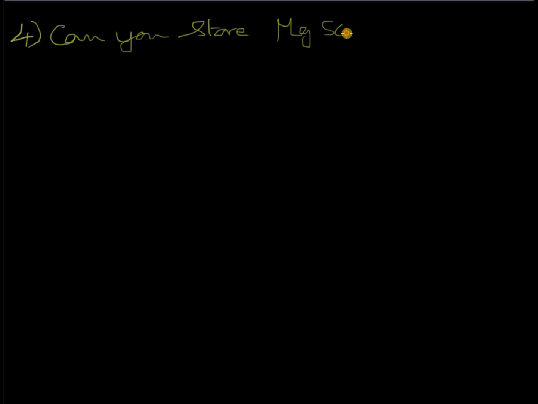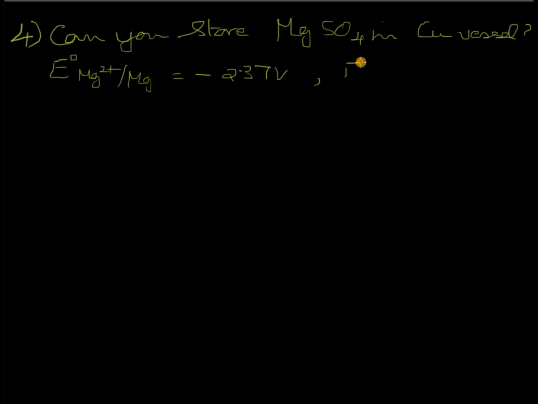Can you store magnesium sulfate in a copper vessel? Will you be able to do it? Let me give you the values of E0 Mg2+ bar Mg, which is minus 2.37 volt, and by now I think you all remember your electrode potential of copper. It is 0.34 volt.